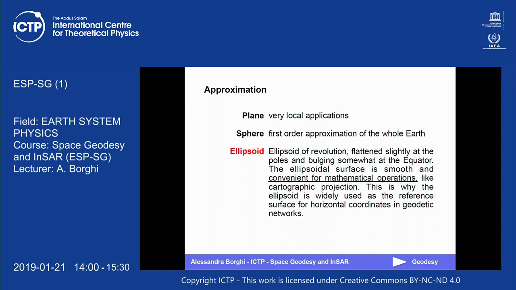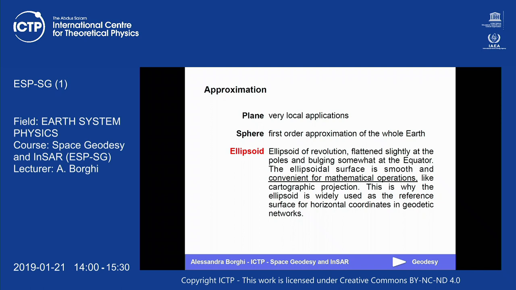The first order approximation of the whole Earth is the sphere. We can consider the Earth like a sphere. This is very easy because, even if it's a more complicated geometry and topology, it's easier to use. We know a lot of formulas and relationships between points on a sphere. It's a geometry that we can deal with easily.